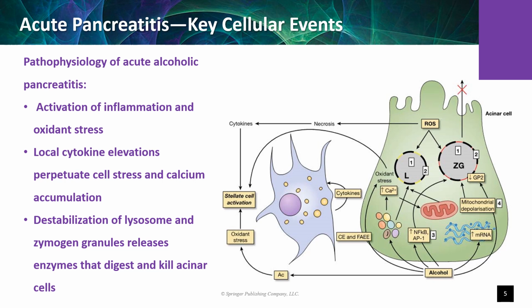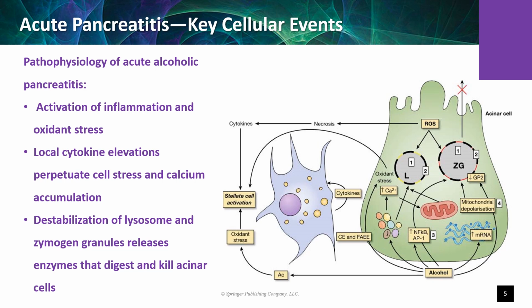Acute pancreatitis is a relatively uncommon disorder with a potentially high rate of morbidity and mortality. The most common causes of acute pancreatitis are gallstones, alcohol use, and drug reactions. The pathogenesis of alcohol pancreatitis involves direct damage to the acinar cells and activation of neighboring stellate cells, promoting inflammation due to cytokine secretion and oxidative stress.